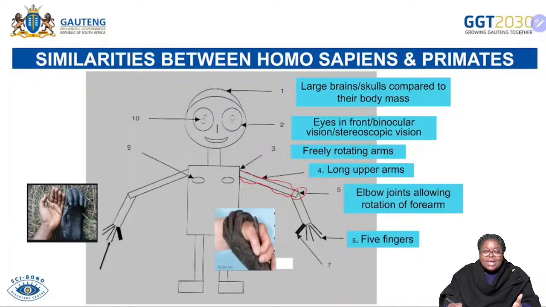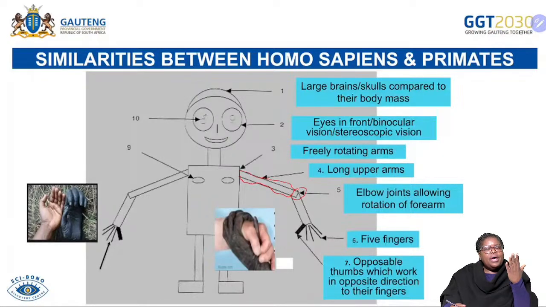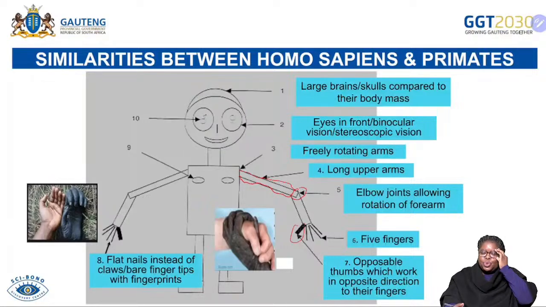Also, Homo sapiens and primates do have what? 5 fingers. So in each arm, you've got what? 5 fingers, right? Now, with the 5 fingers, we have the opposable thumb. Don't just refer to it as a thumb. Say it's opposable thumb because it is opposing all the activities that are done by the other fingers. So we've got opposable thumb, which works in opposite direction to the fingers. We're still on the similarities between you and other primates, between you and the apes, between you and the gorilla, right? Keep it right there.